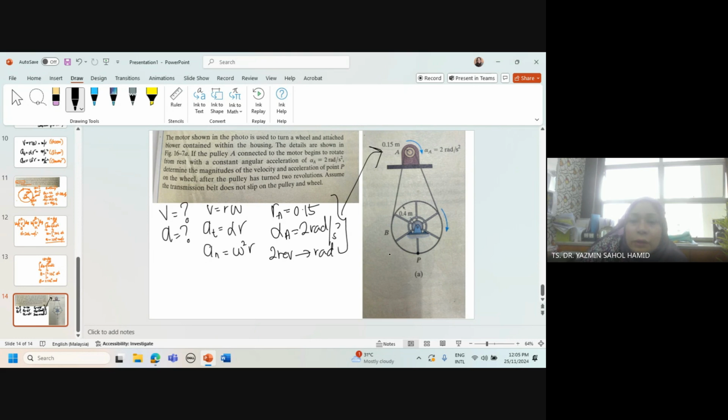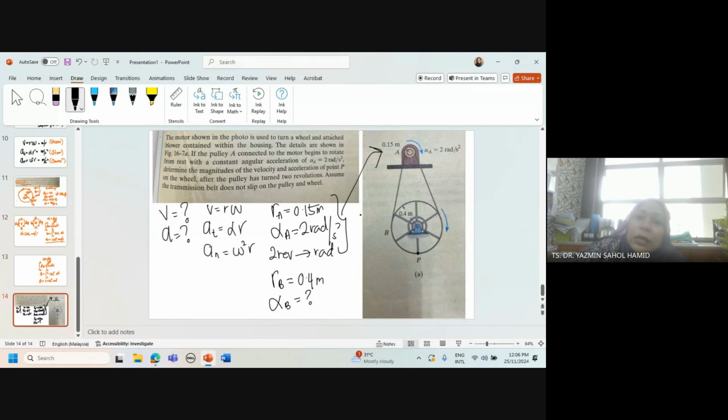Maklumat dekat bawah ni pula, dekat apa dia? Blower kat bawah ni, dekat point B ni, kita ada R_B. R_B kita ada 0.4 meter, okay, jangan lupa unit. Dan kita tak ada alpha B. Kita tak tahu. Okay, so macam mana kita nak solve problem ni?